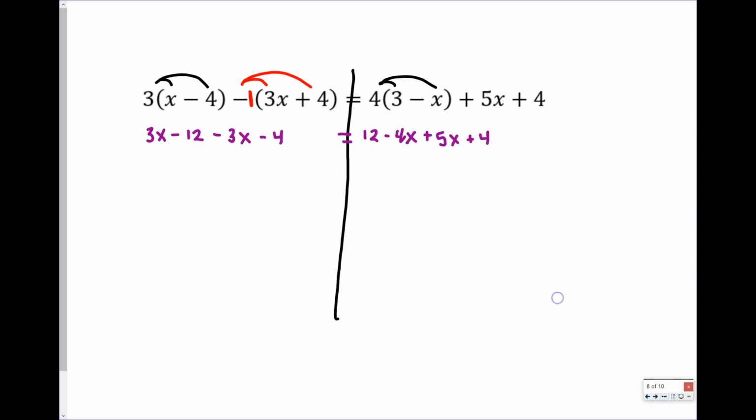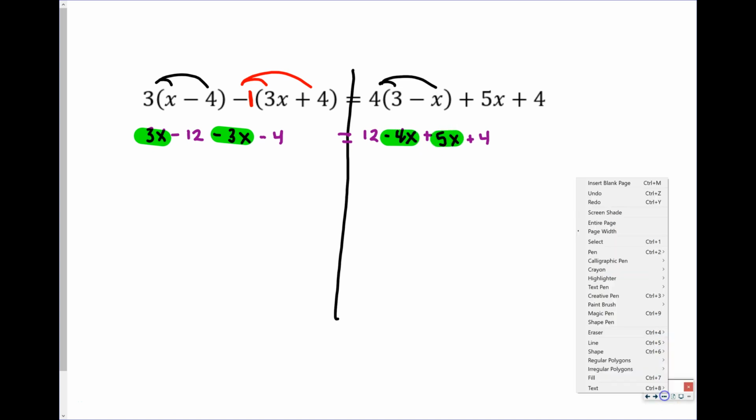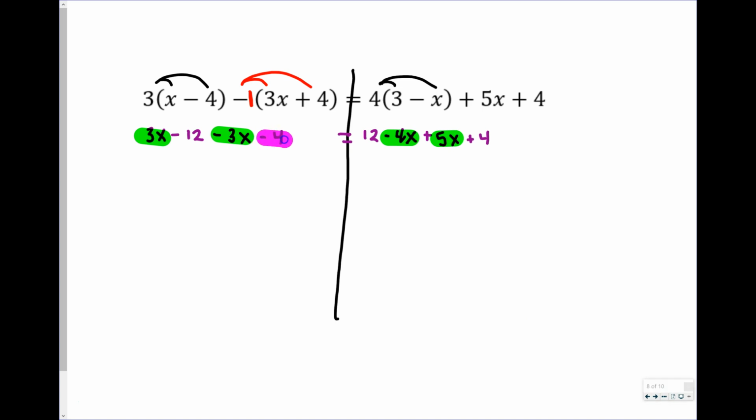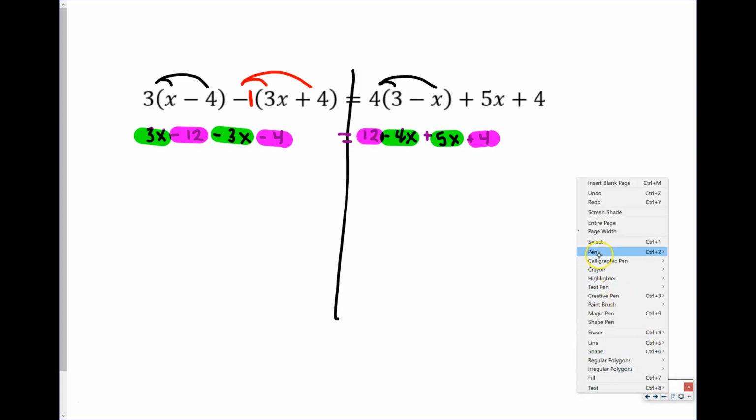So on the left side, I'm going to be combining negative 3x and 3x. On the right side, I'm going to be combining the negative 4x and the 5x. I'm also going to have to combine my constants. So I'm going to combine negative 4 and negative 12, and I'm going to combine positive 4 and positive 12 on this side. So here's what this is going to look like now.